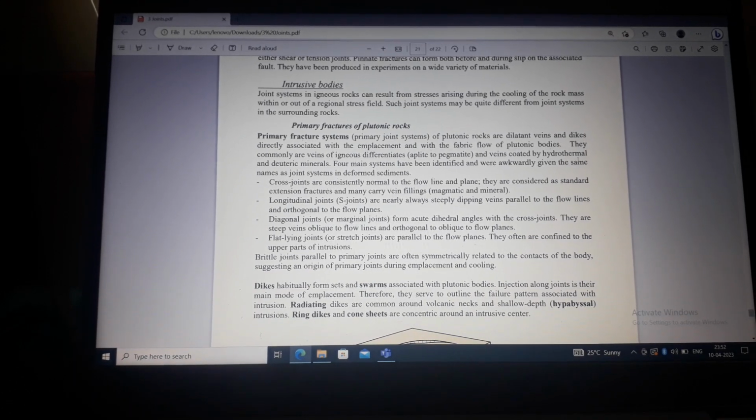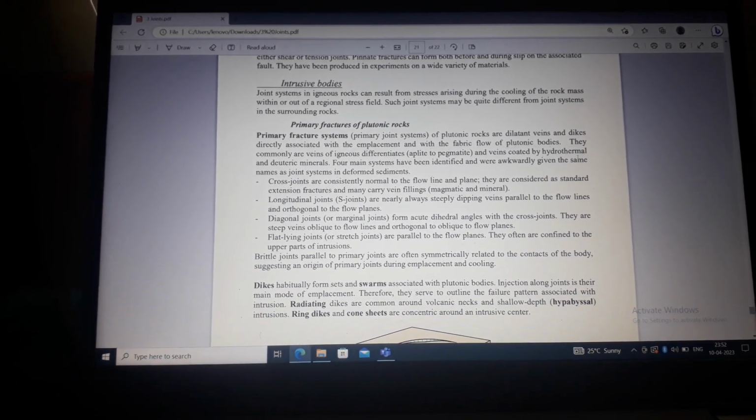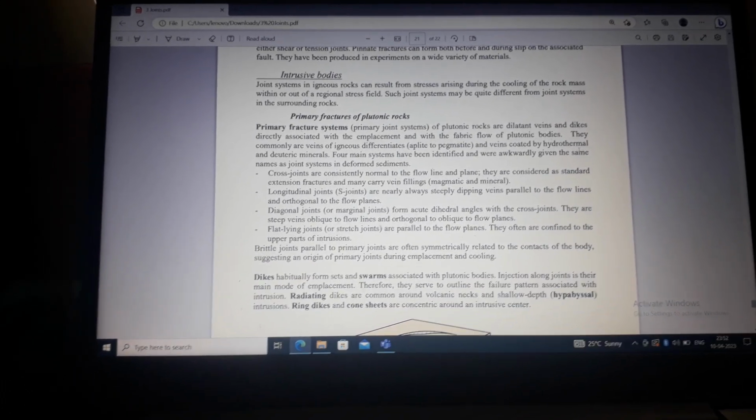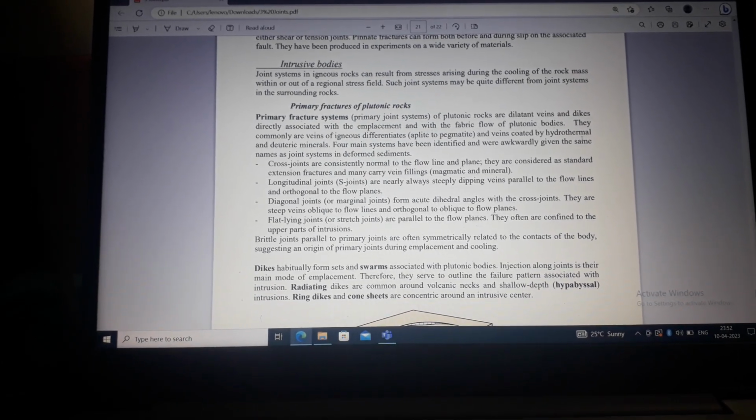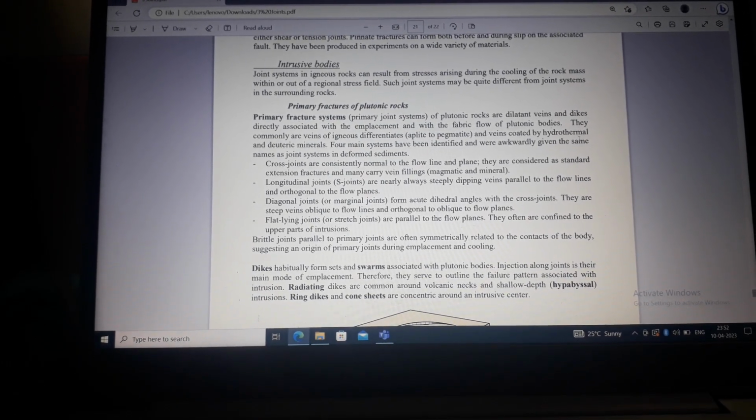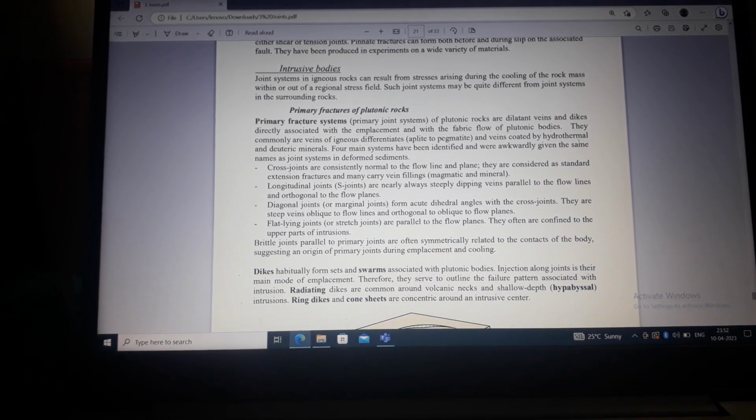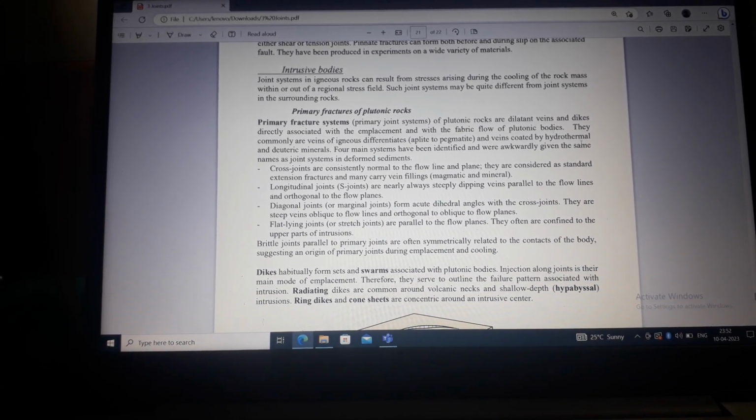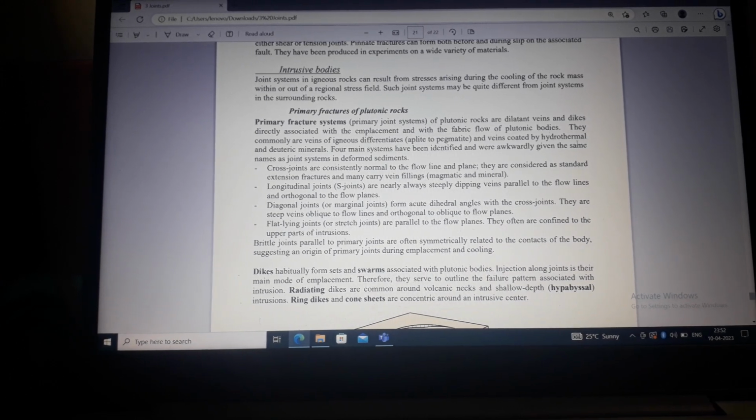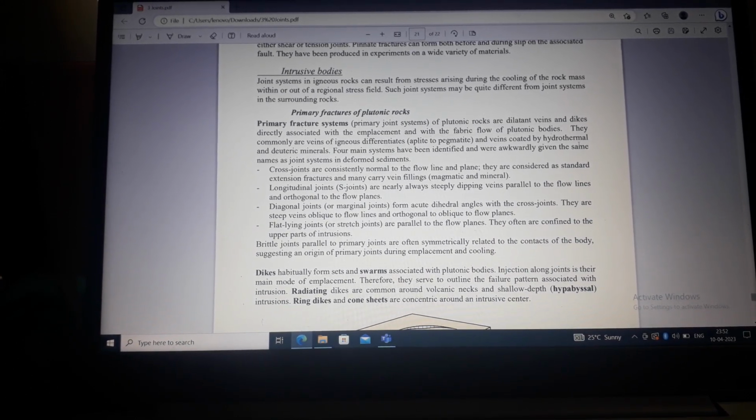Four main systems have been identified and are given names like the joint systems in deformed sediments: cross joints, longitudinal joints, S joints, diagonal joints or marginal joints, and flat-lying joints or stretch joints.